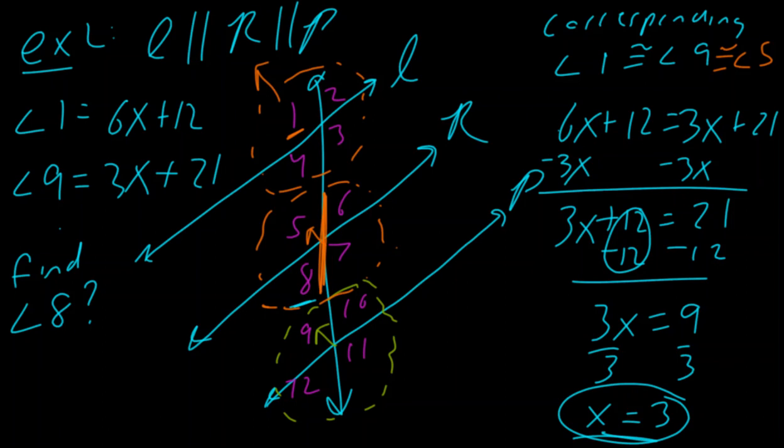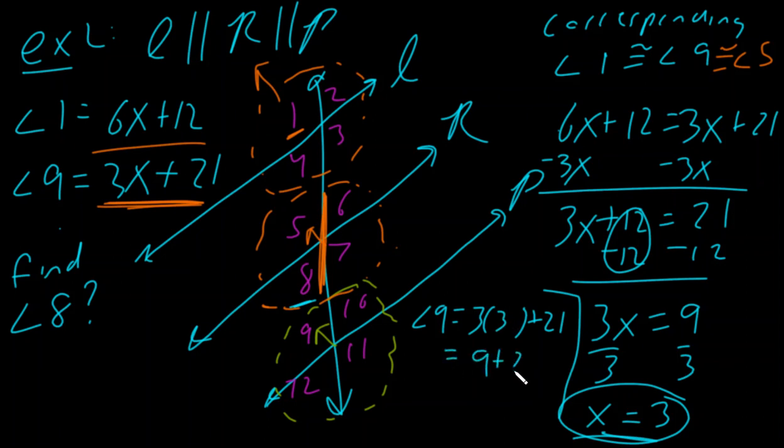Okay. And we know that angle 5 is congruent to both of these. So I would always encourage you to choose the one with the smaller numbers. So let's go ahead and write it as such. Let's say angle 9 is equal to 3 parentheses plus 21. And of course we know that our x is that 3. And 3 times 3 is 9 plus 21 is equal to 30. Okay, so if angle 9 is equal to 30 degrees, well, so is angle 5.